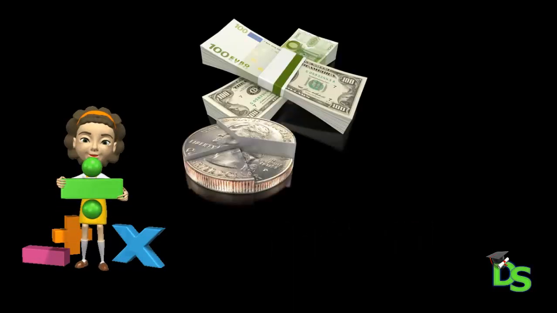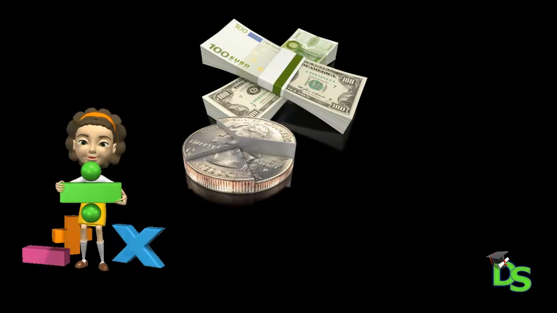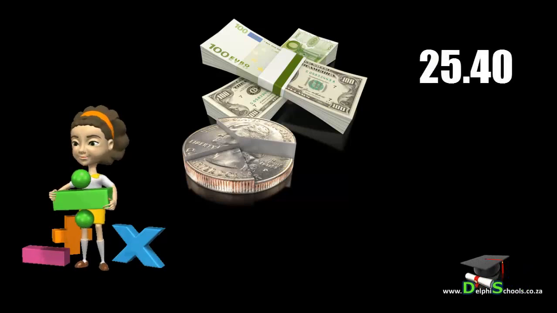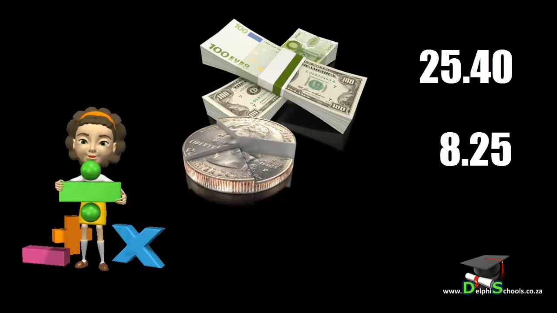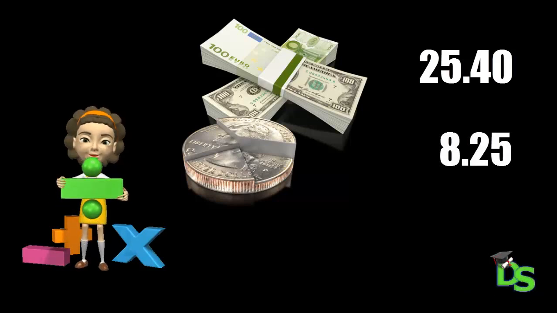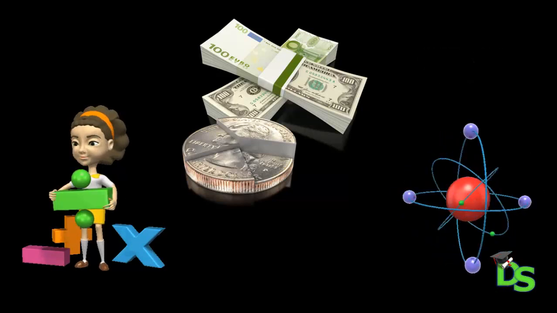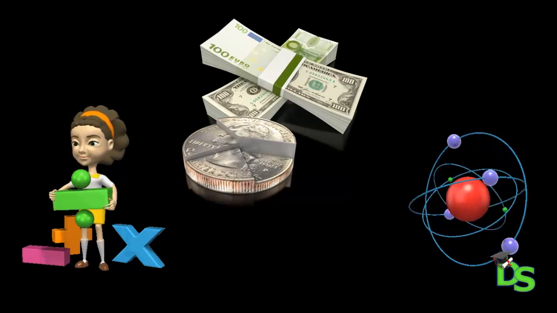When we work with currency, we also use real values like rands and cents, dollars and cents, or pounds and pennies. An example is 25 rand and 40 cents, or $8.25. When writing these amounts, we use a decimal point to separate the cents with the rands or the dollars. Real numbers are also commonly used in scientific computations because they provide better precision than a whole number.